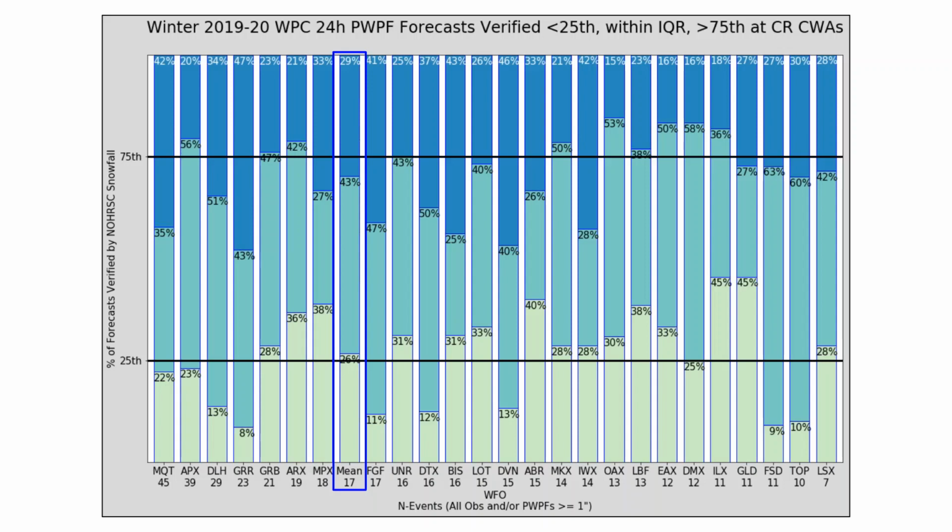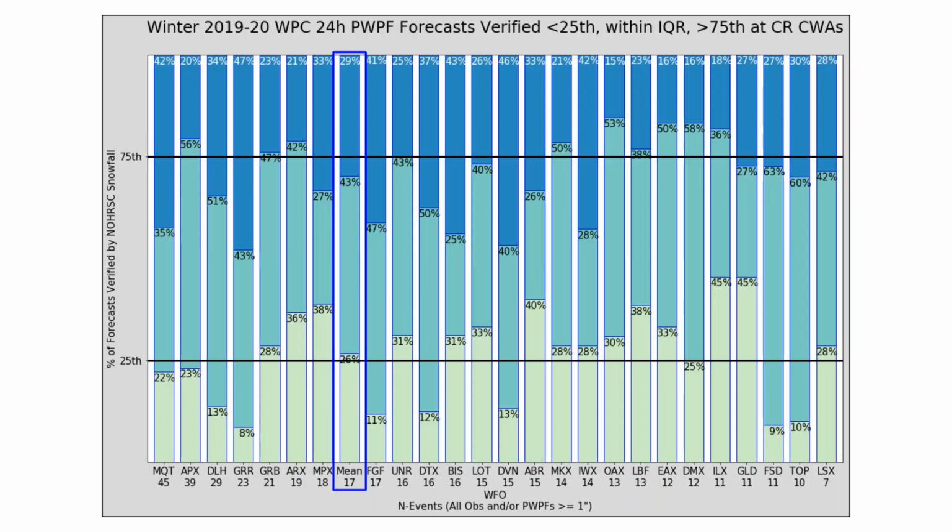You can see the snowfall event count. This is where an observation and or any one of the forecasts equaled or exceeded 1 inch. And so Marquette gets the prize in this distribution of CWAs with 45 events meeting that criteria. And a tendency in Marquette for snowfall events to verify a little bit higher on the higher end of the distribution.